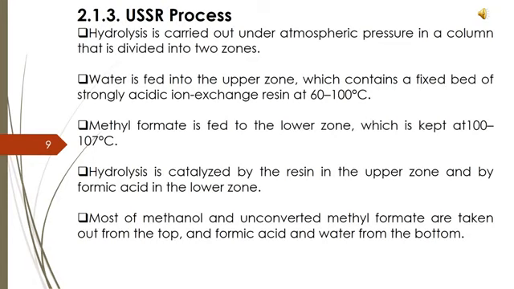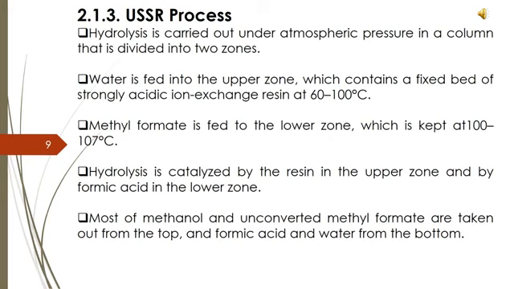Now the third process, the USSR process. Hydrolysis is carried out under atmospheric pressure in a column that is divided into 2 zones. We have discussed this before, that the major difference in all the processes is of hydrolysis. The first one is about identical in most of the processes. So in the USSR process, the hydrolysis is carried out under normal atmospheric pressure, but in a column that is divided into 2 zones. Water is fed from the upper zone.